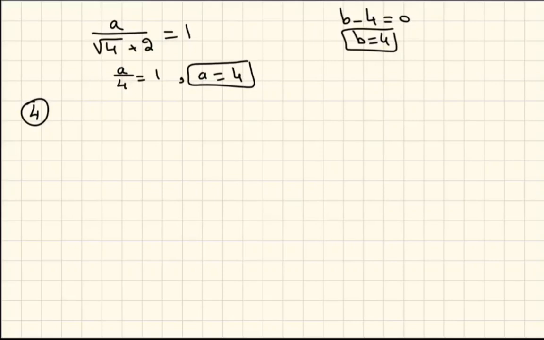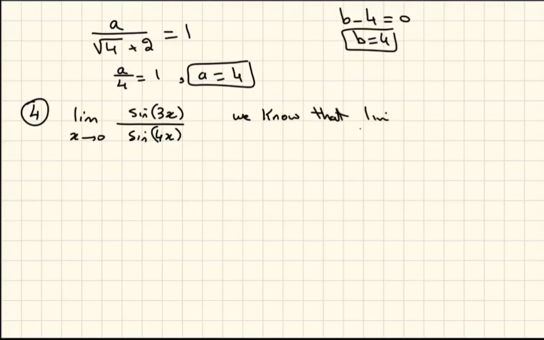One more question. Limit as x approaches 0 of sine 3x over sine 4x. Now we know that the limit as x approaches 0 of sine x over x is equal to 1. So I'm going to use this idea.